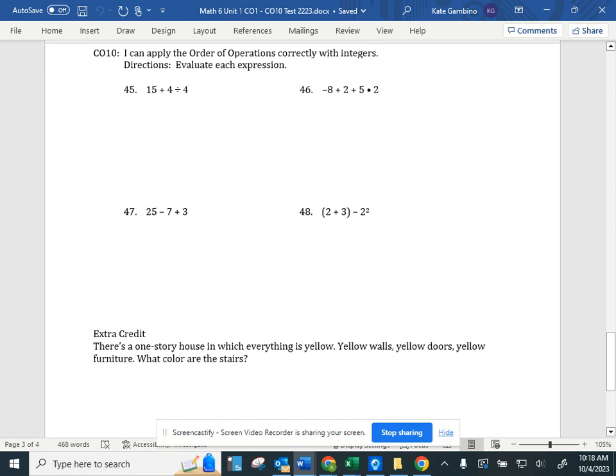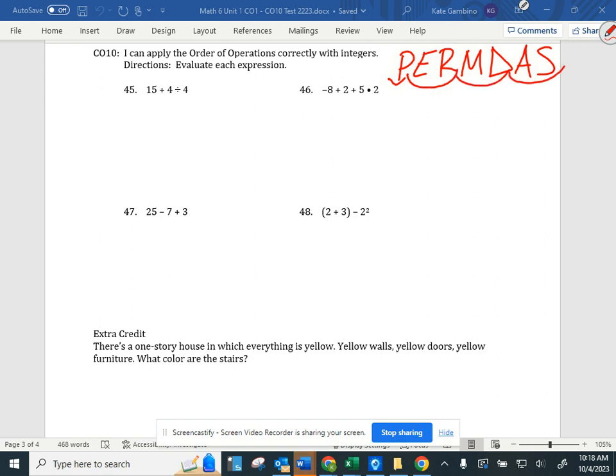Order of operations. You do parentheses first, then you do exponents and radicals, multiplying and dividing, adding and subtracting. So when I come to number 45, I have 4 divided by 4 is 1. I bring down the rest of my equation, 15 plus 1, and I get 16.